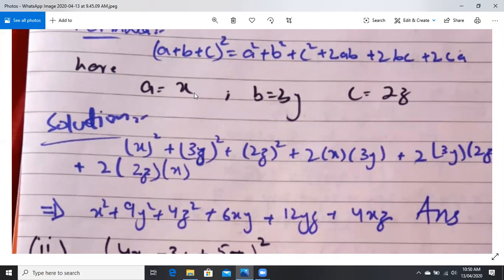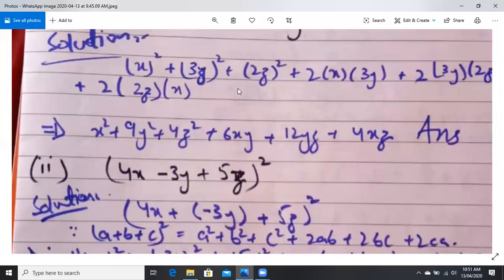So the value of a is x here, and the value of b is 3y, and the value of c is 2z. So now put the values: a square, so x square, plus b square, so 3y whole square, plus c square, so 2z whole square, plus 2ab. So the value of a is x and the value of b is 3y, and plus 2bc. So the value of b is 3y and c value is 2z, and 2ca, the value of c is 2z and the value of a is x. So we just put the values and now take their square and multiplication.